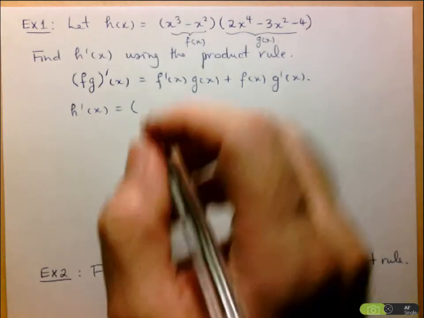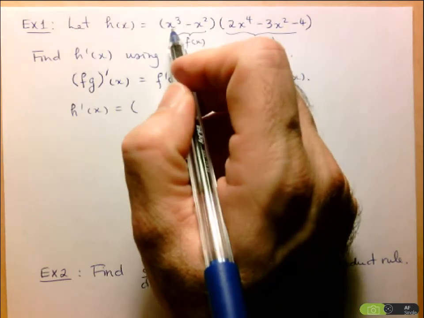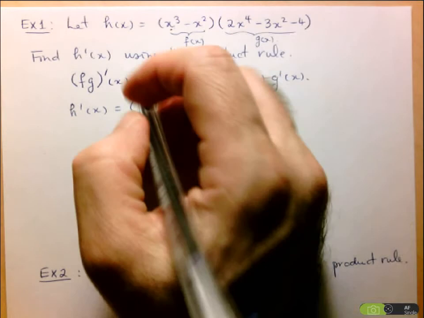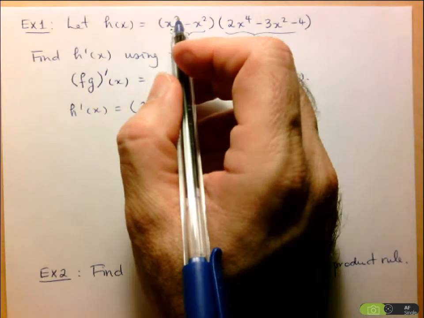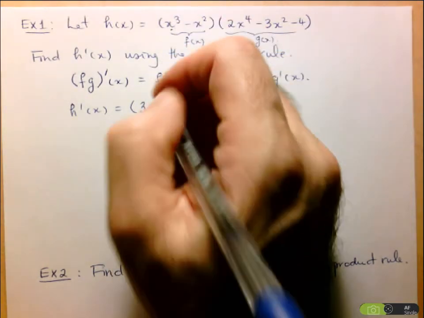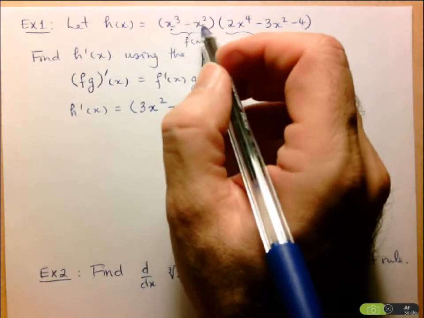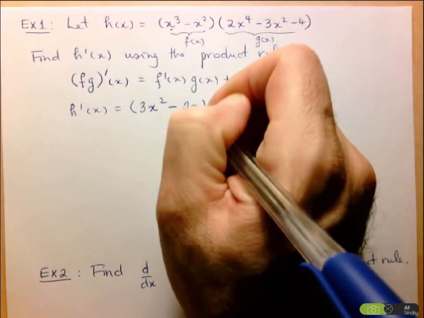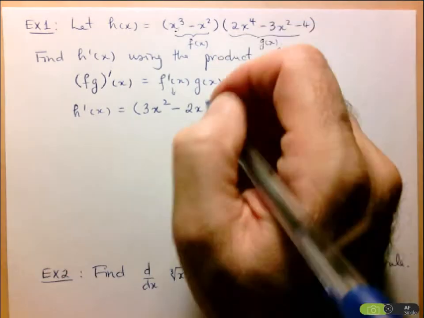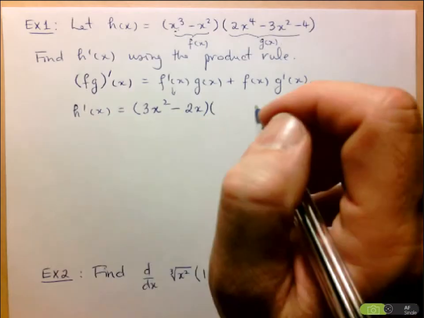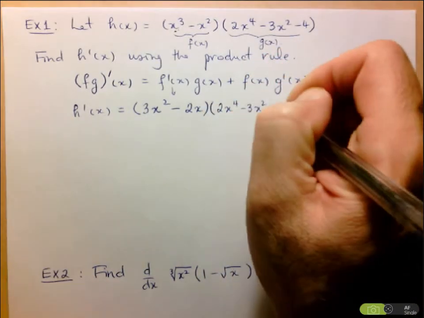If I take the derivative of the first, I've got the subtraction, so I can split these up. I'm first going to take the derivative of x cubed. Applying my power rule, that's just 3 times x squared. The exponent becomes my coefficient, and the exponent goes down by 1. So 3x squared, minus, similarly here, 2x to the 1, which is just 2x. This is the derivative of my first function, and I'm multiplying it by the second function, 2x to the fourth minus 3x squared minus 4.